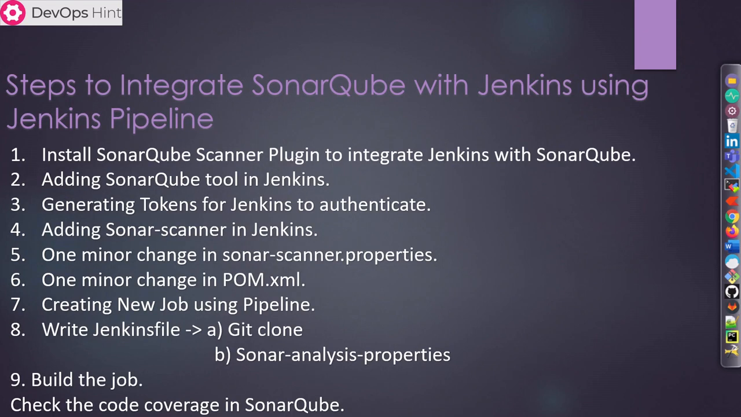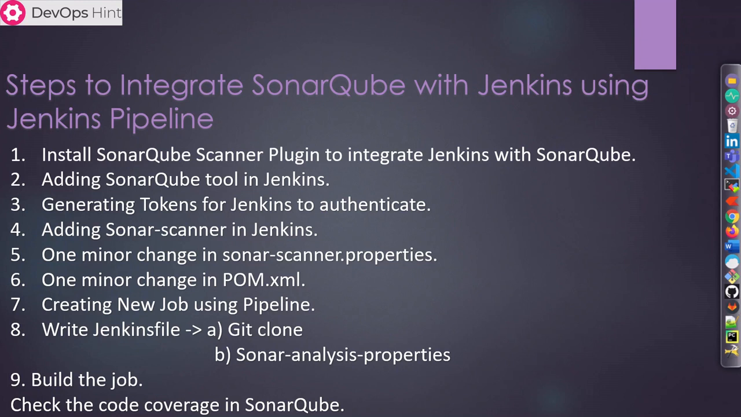Fine. So here are the steps which you are going to perform in this video. First we will install the Sonar Scanner plugin to integrate with Jenkins, then add the SonarQube tool in Jenkins, then generate a token if we need it for authentication purposes. Next we will add the Sonar Scanner in Jenkins, then we will do one minor change. We have to just change the URL in the Sonar Scanner properties. Then again one minor change in pom.xml, even there we have to change the URL. Then we will create a new job using pipeline, and then we'll write a Jenkinsfile.